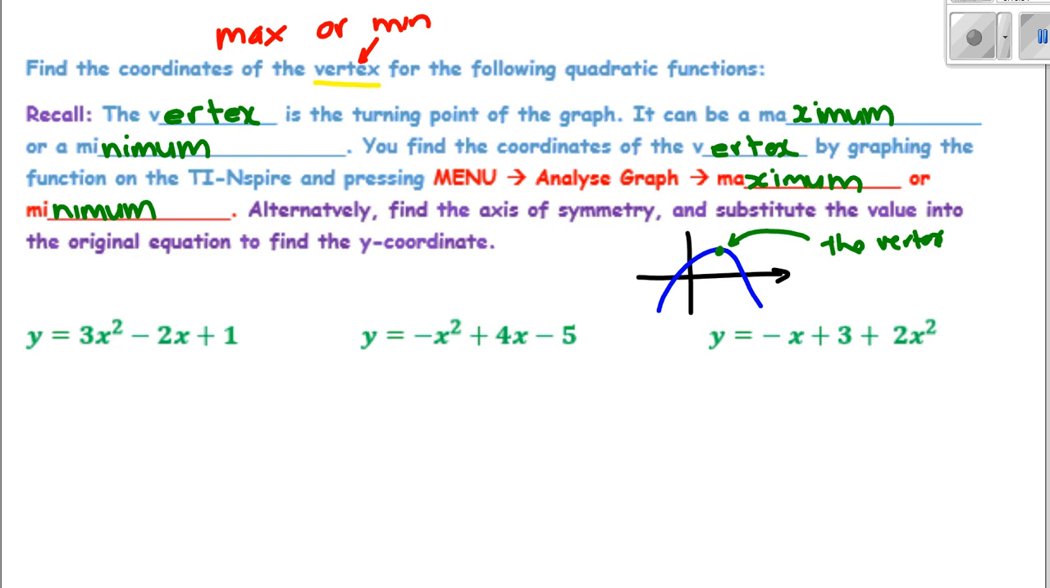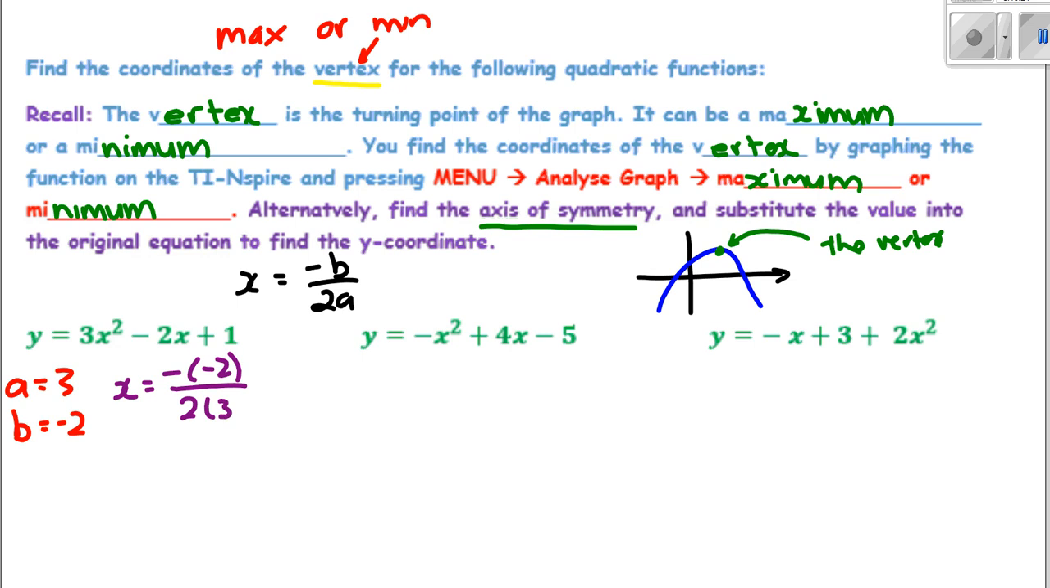Alternatively, if you were to do it by hand, find the axis of symmetry using the equation of the axis of symmetry, and then sub that value back into the original equation to find the y coordinate. I'm going to do it that way to start with. X equals negative b over 2a, and then we sub it back in. Here we go, a is 3, b equals negative 2. Let's practice it again. Negative negative 2 over 2a. X equals positive 2 over 6. X equals a third. So we've just found the x coordinate of the vertex.